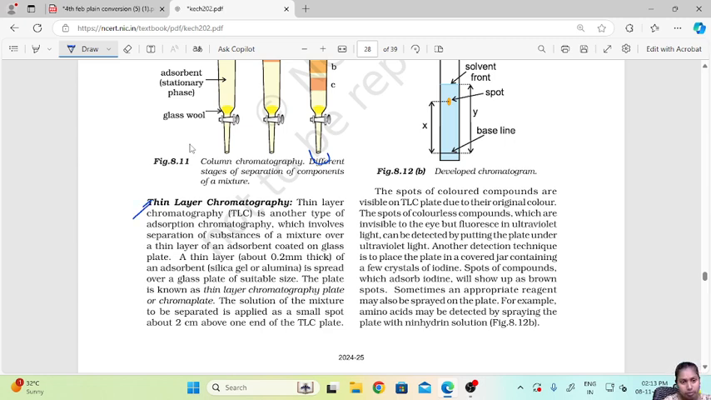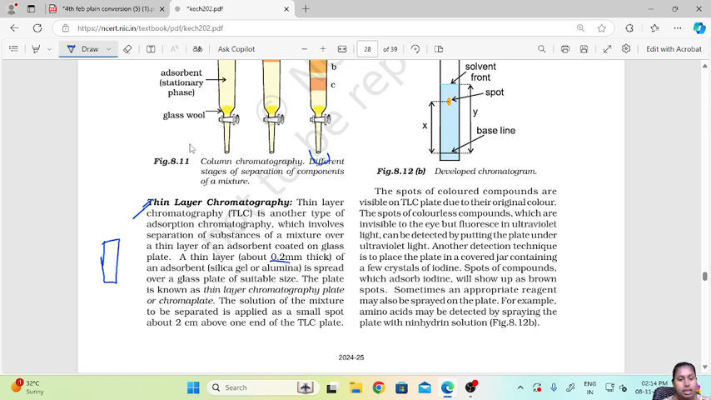Now, thin layer chromatography or TLC is another type of adsorption chromatography which involves separation of substances of a mixture over a thin layer of an adsorbent coated on a glass plate. Okay, basically you have slides with a bigger length, the ones which are bigger and thicker. You have to coat them with silica or alumina gel, as a thin layer with 0.2 mm thickness. Okay, it's spread over the glass plate of a suitable size.